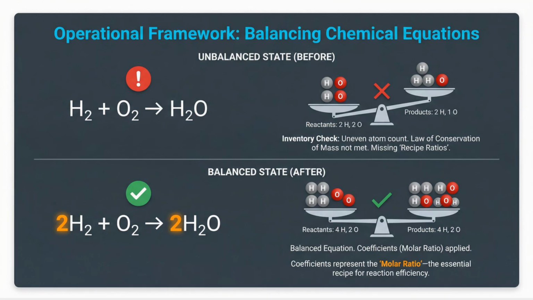This page walks through why equations must be balanced, using H2 and O2 forming water as an example, and the visual of an uneven scale. An unbalanced inventory fails the conservation check, while applying coefficients creates a balanced molar ratio. Those coefficients are essentially the recipe that ensures each atom type is accounted for, and the reaction proceeds efficiently.